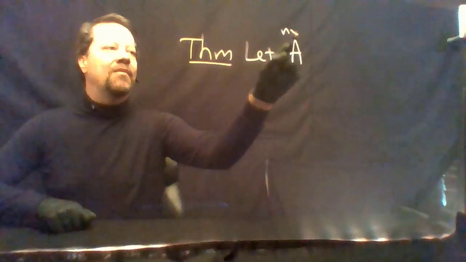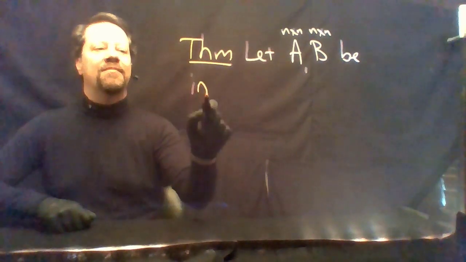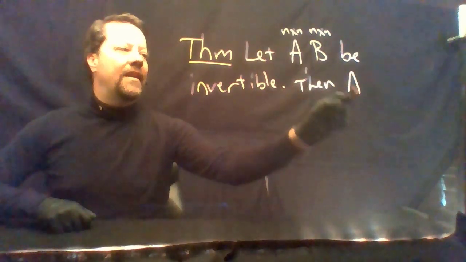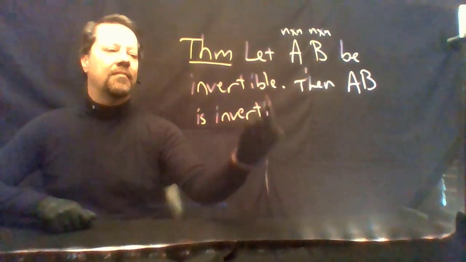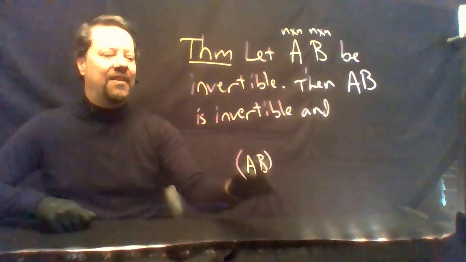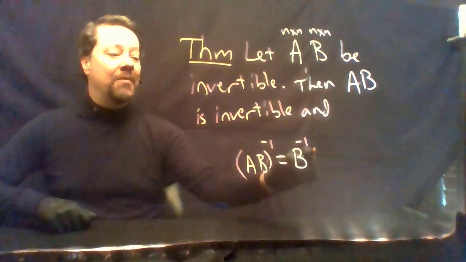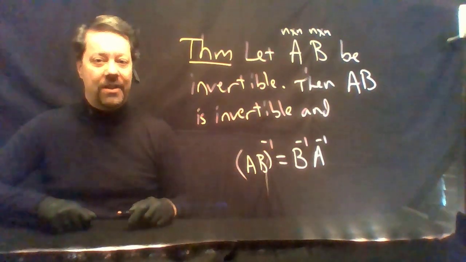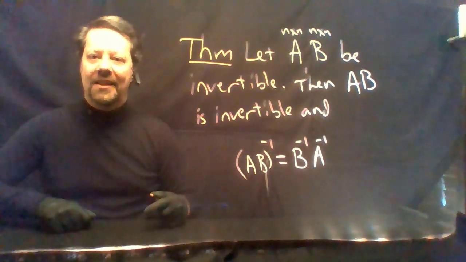Let A, which is n by n, and B, which is also n by n, be invertible. Then A times B is invertible. And here's the important formula. If you calculate the inverse of a product, the inverse will be B inverse times A inverse. Take special note of the order in which the factors are written. The order of the factors will be reversed when you distribute the exponent to the two factors.